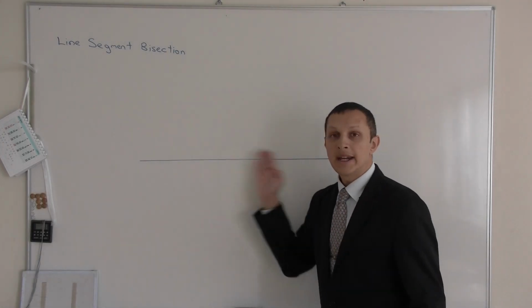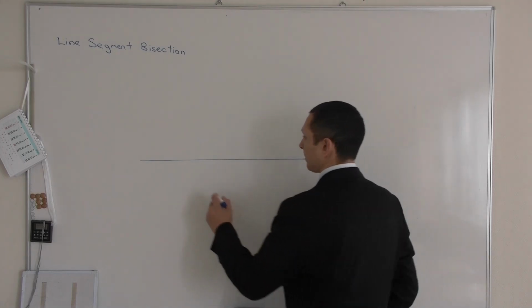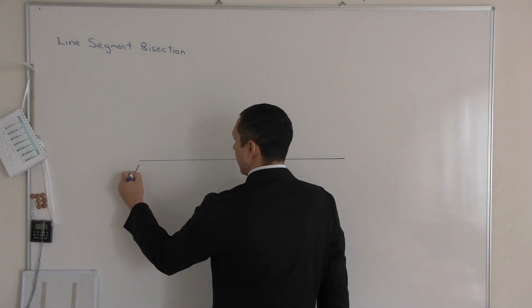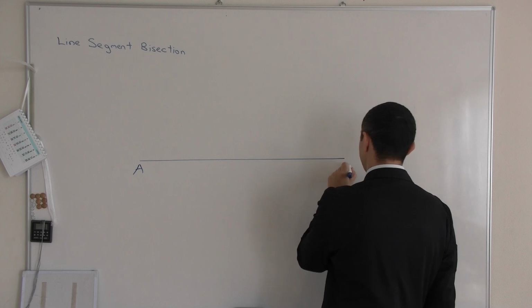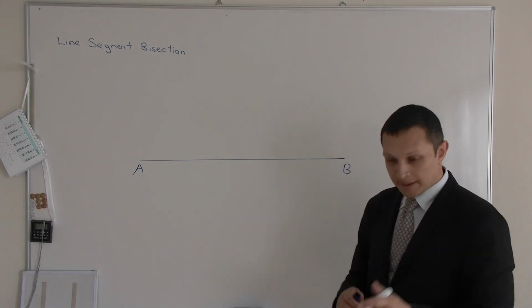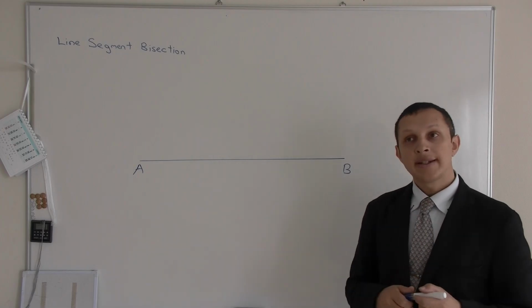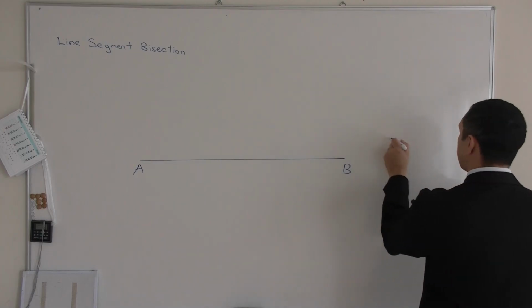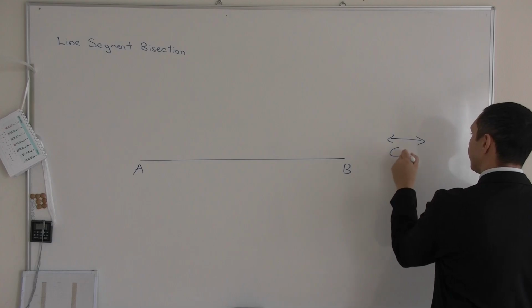I've drawn a line segment here that's 80 centimeters long. And I'm just going to name it A, B, like that. So this is line segment AB. So I'm going to bisect this now, and I'm going to bisect it with, let's say, line CD. Okay?